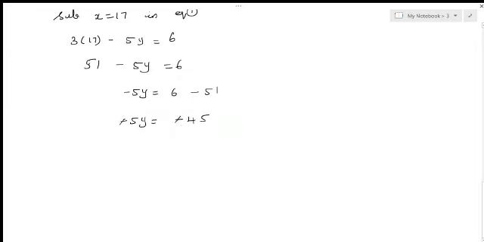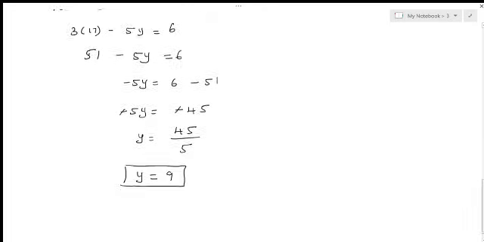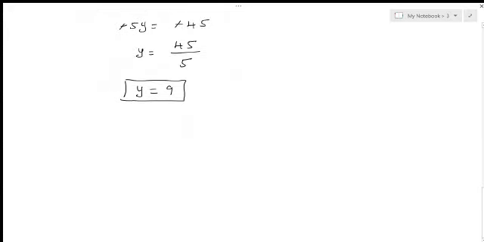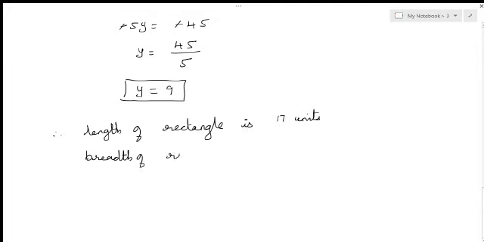Minus and minus will get cancelled. y is equal to 45 divided by 5. So y is equal to 9. So we got x is 17 and y is 9. Therefore the length of the rectangle is 17 units and the breadth of the rectangle is 9 units.